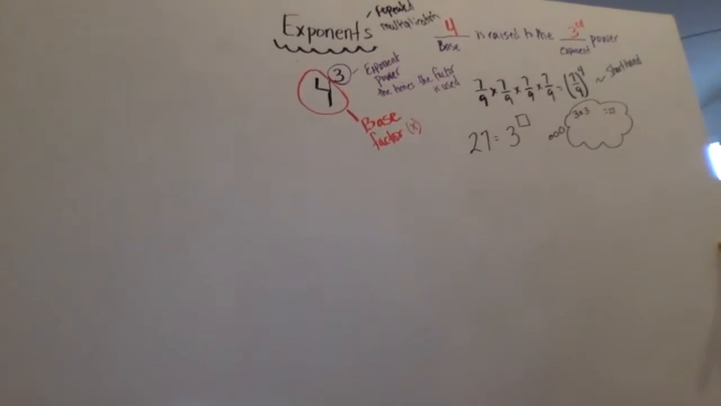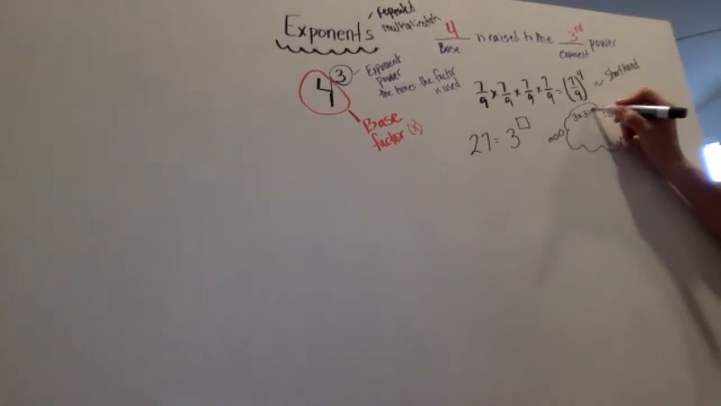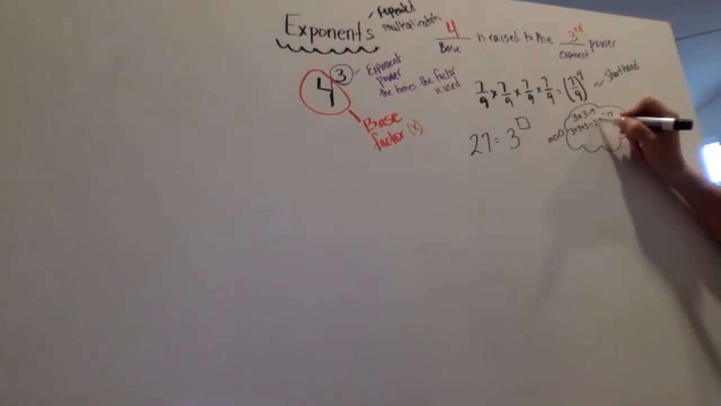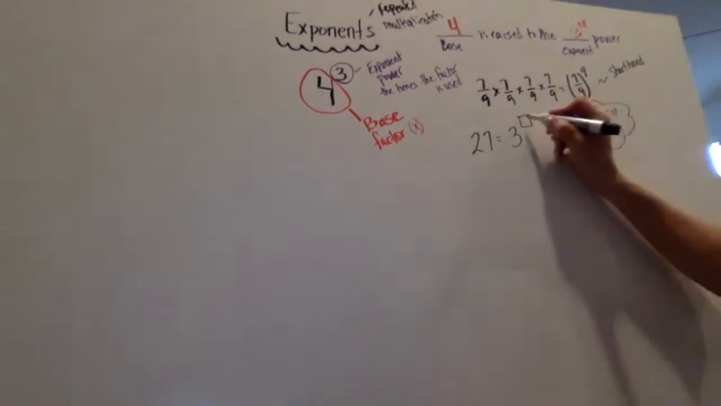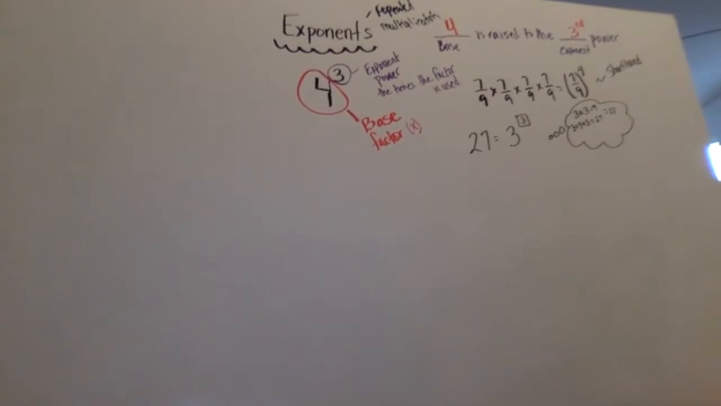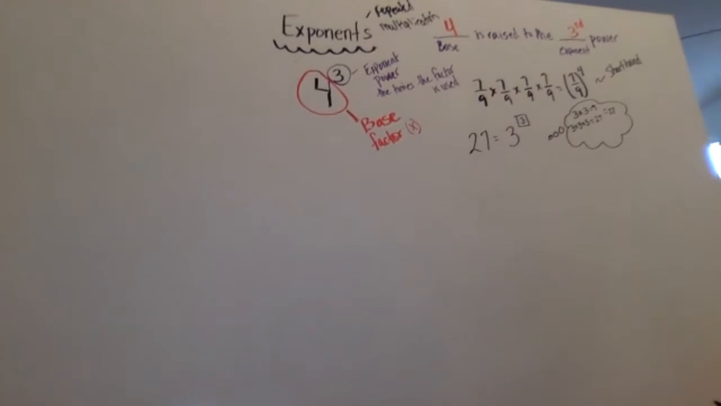Partway is trial and error. 3 times 3, okay, that's only 9. That's not enough. So maybe I have to do another times 3. So 9 times 3, oh, that's 27. How many did I have? 1, 2, 3 of them. Not my favorite, where the base and the exponent are the same number. It's a coincidence. But 3 cubed is 27.